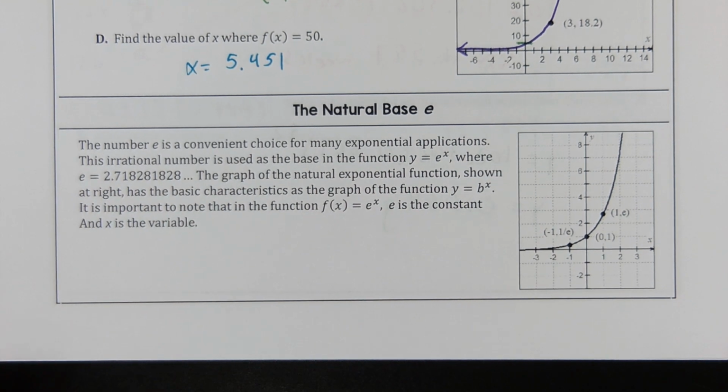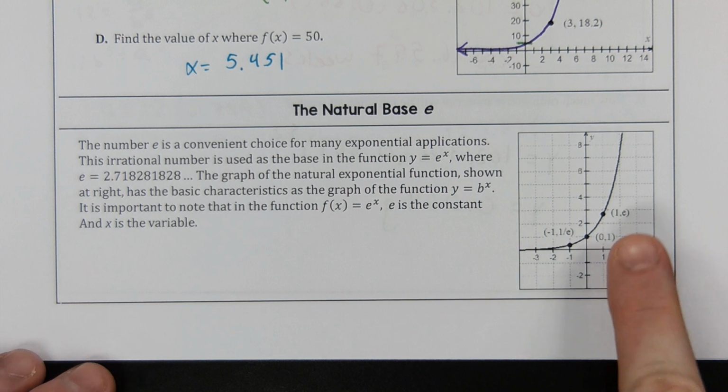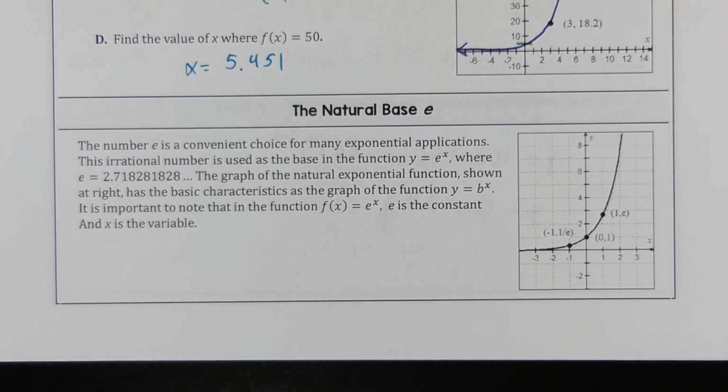The graph of the natural exponential function, shown over here, has the same basic characteristics as y equals b to the x, where b is greater than 1, because 2.718-ish is bigger than 1. So it's going to have the same y-intercept, (0, 1). It's always an increasing function, and it's always concave up. Cool with all that? Awesome.